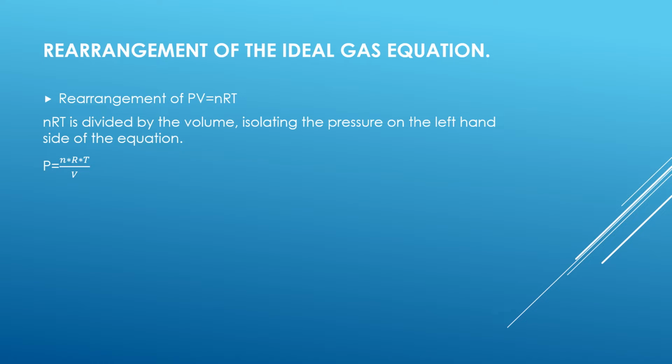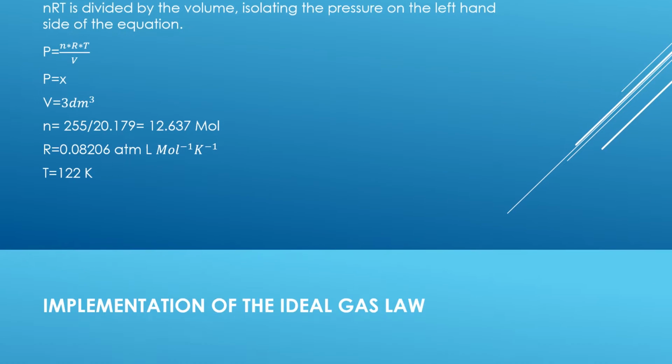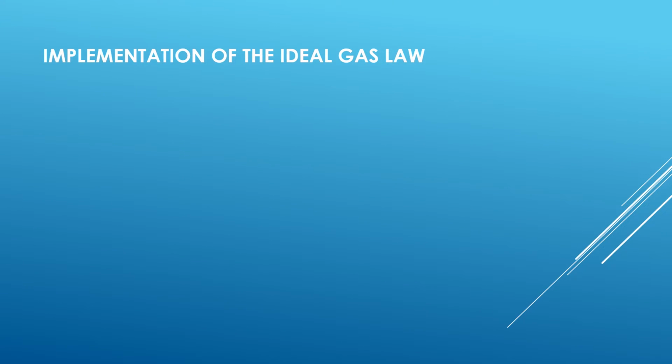The volume used is 3 decimeters cubed, the moles of gas is 12.637 due to the division of the mass, 255 grams, by the molecular mass, 20.179 grams per mole. The gas constant used here is 0.08206, with the temperature being 122 Kelvin. So, let's implement the values into the rearranged ideal gas equation.